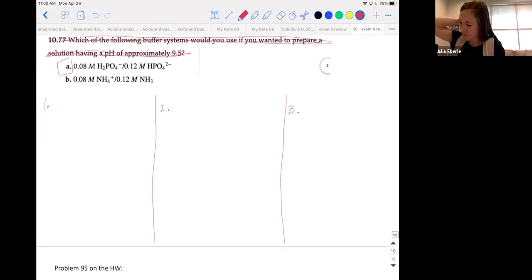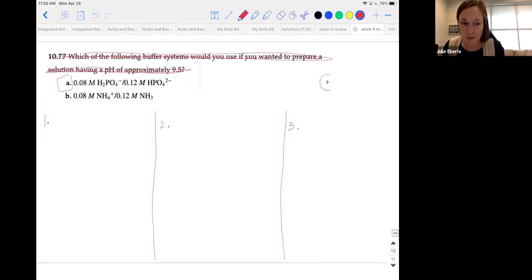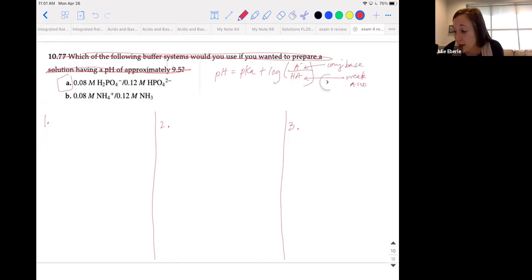And here's our buffer. We have to use Henderson-Hasselbalch. Anytime you have a buffer, if you're calculating anything about pH, you've got to use it, not an ICE chart. pH equals pKa plus the log of the concentration of A minus over HA, which is the conjugate base on top, always the weak acid on the bottom. This equation's on your resources page for exam 4, but you only use it for buffers.